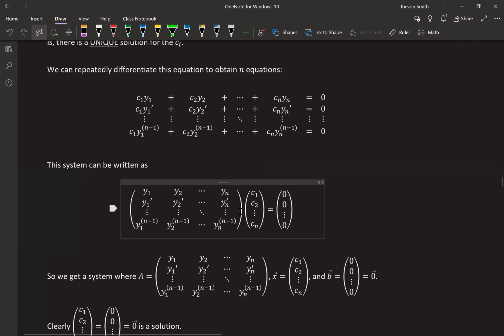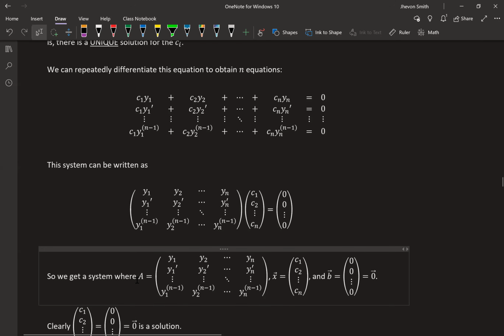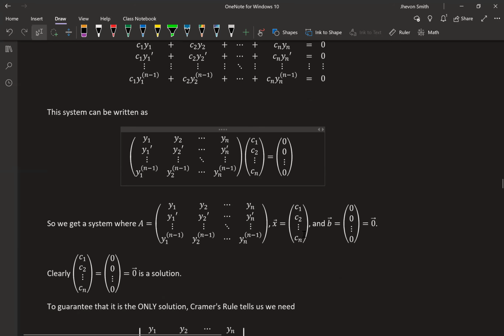Essentially, this system can be written in matrix form to look like this, where I have this matrix here, where I have all my functions and their successive derivatives going down the rows. I would have C1 all the way through Cn in this column here, and then I have all zeros on this side here. So we get a system where the A, the coefficient matrix, is this, the X is this, which is the guy that we want to solve for, and the B is this, which is just the zero vector. Now, of course, C1, C2 to Cn equals the zero vector is a solution, right?